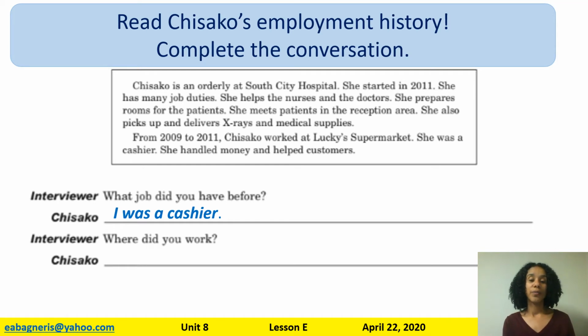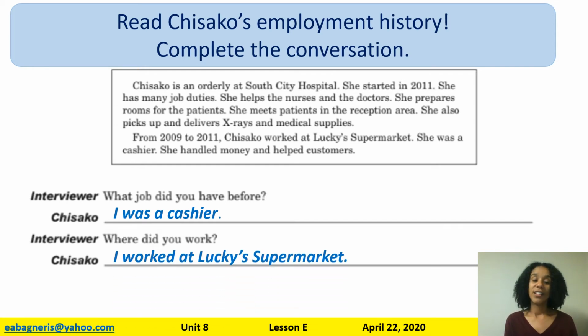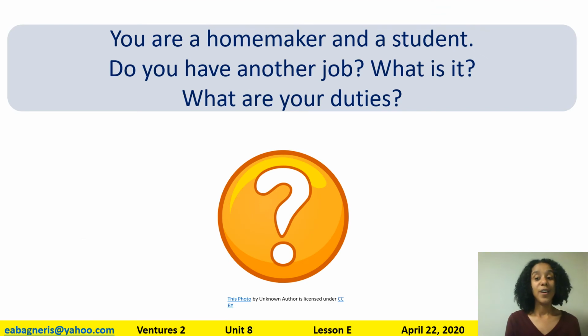"Where did you work?" Okay, again, a where question. So where did you work, and where did Chisako work? Do you remember? Can you find the answer in the reading? She worked at Lucky's supermarket. So Chisako's answer would be, "I worked at Lucky's supermarket." Okay, so Chisako was a cashier, and now she is an orderly. She has had 2 different jobs, both with very different duties.